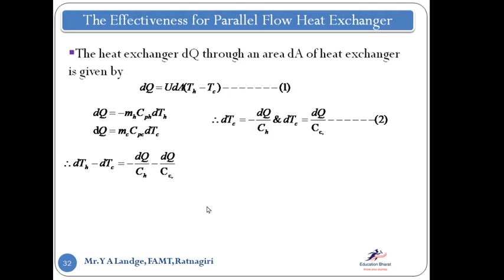After that we take the difference of the hot liquid temperature and the cold liquid temperature. So we write d(Th minus Tc), that is dTh minus dTc, equals minus dq by Ch minus dq by Cc. Then we write this equation as d(Th minus Tc) equals minus dq times (1 by Ch plus 1 by Cc), which we represent as equation number 3. We just take dq common and write the equation in terms of this.